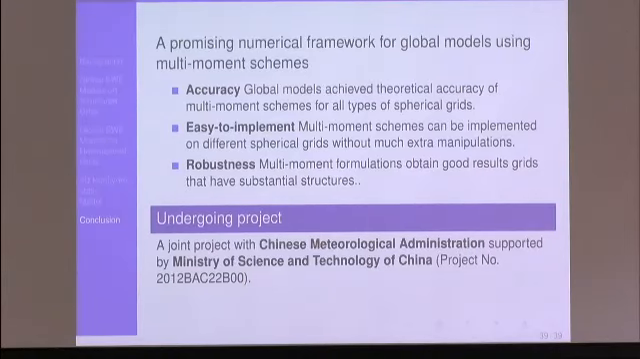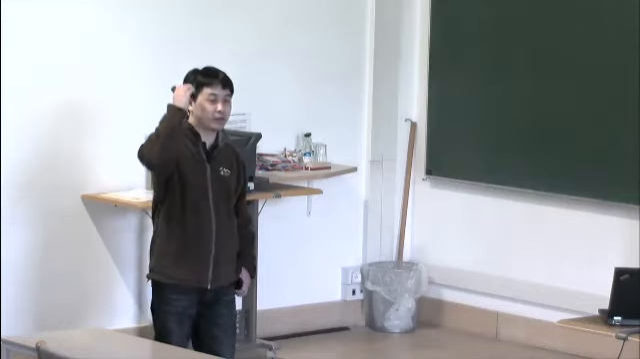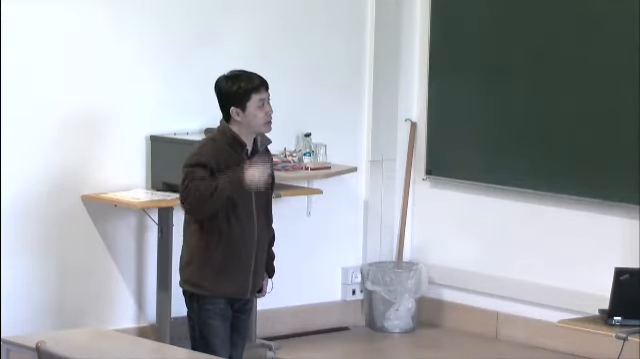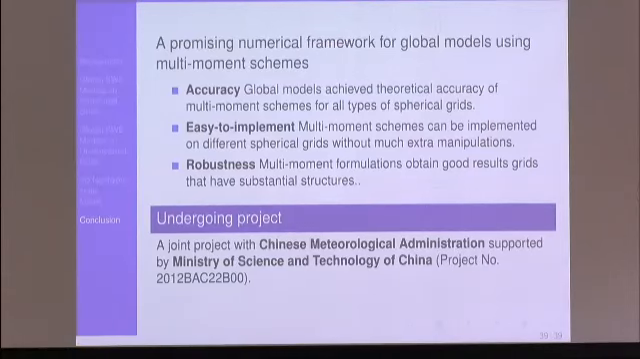Okay, the outlook for future work, and there is an ongoing project. We are developing a three-dimensional dynamic core in collaboration with the Chinese Meteorological Administration and supported by the Ministry of Science and Technology of China. So I think it's a potential candidate dynamic core for the next generation numerical weather prediction model in China. That's all my talk. Thank you.